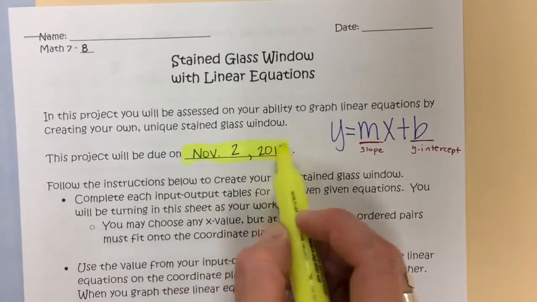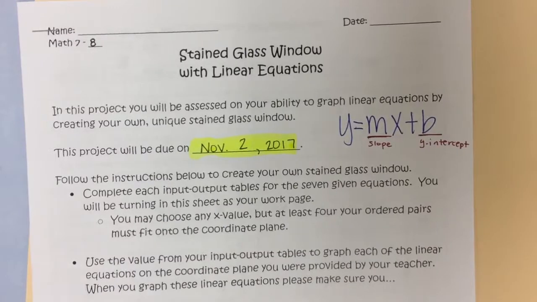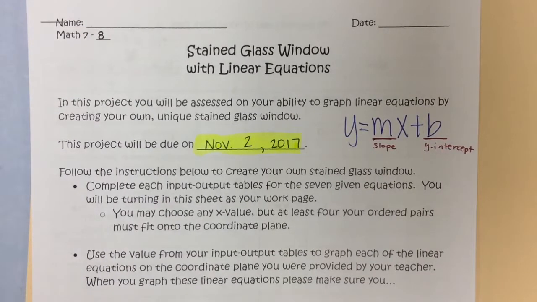So here's the due date. Like I just said, it's going to be the beginning of class Thursday. And you're going to follow all the instructions below. Underline or highlight if something seems important to you. Complete each input-output table for 7 given equations. You will be turning in this sheet as your work page. This whole entire packet's going to get turned in. If you have to take it apart, you may.